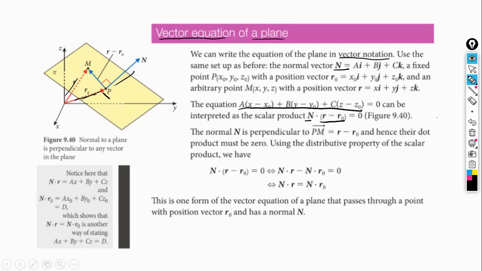That is because the vector Pm is equal to r minus r sub 0, as we know. So their dot product must be 0. This must be equal to 0. We use the distributive property of the scalar product, and we get this expression, which can then be summarized into this expression here, which is the form of the vector equation of a plane that passes through a point with position vector r sub 0 and has a normal n.